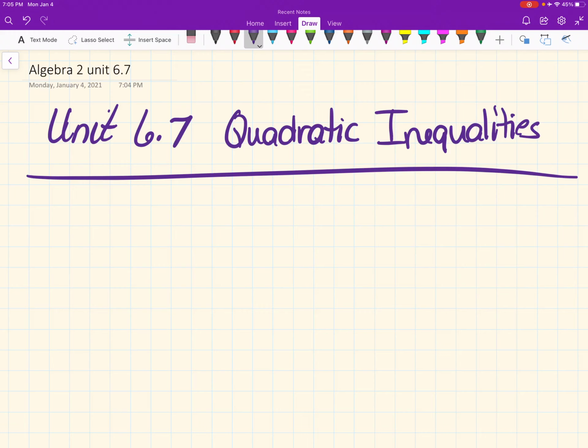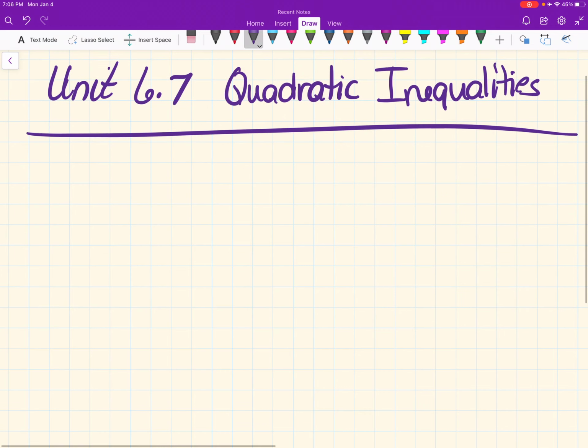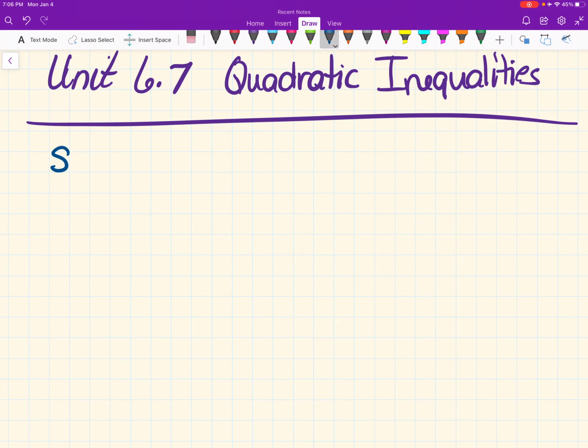Okay, this is going to be a little different than Algebra 1 also. This time we're going to graph quadratic inequalities, okay? Here are the steps. There's two different ways to do it. We're going to do it with graphing and we're going to do it algebraically. So let's start with the graphing.